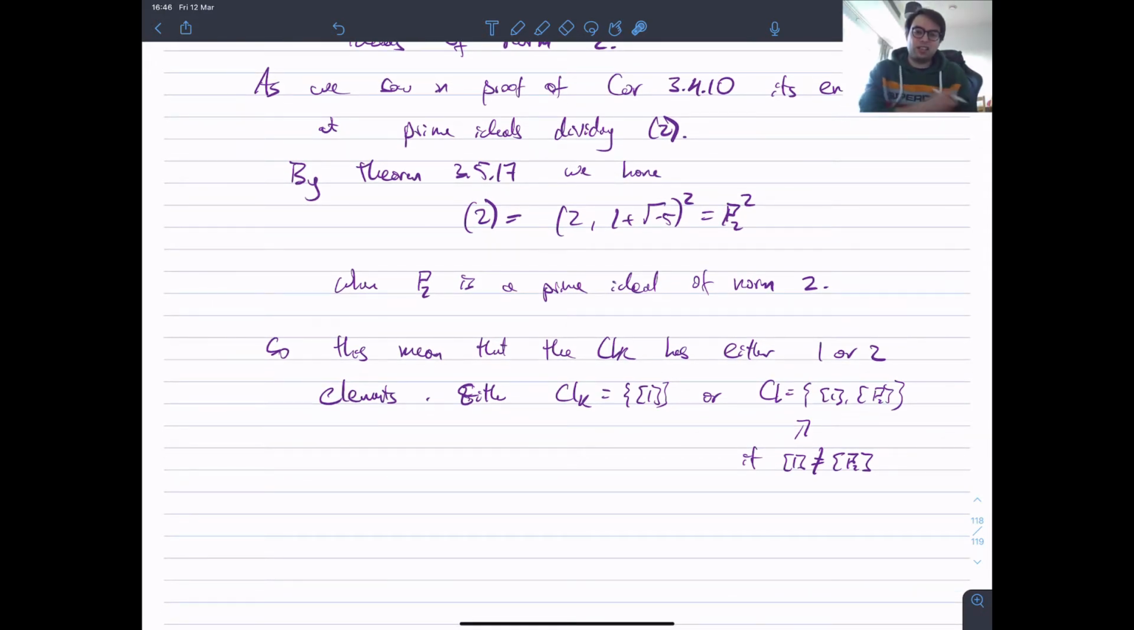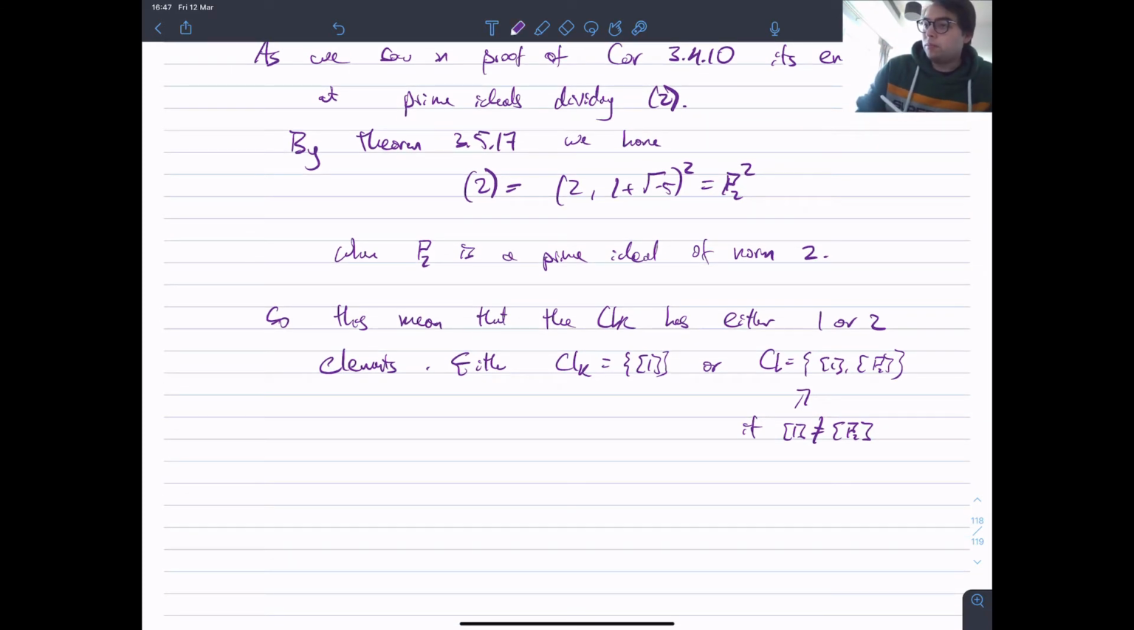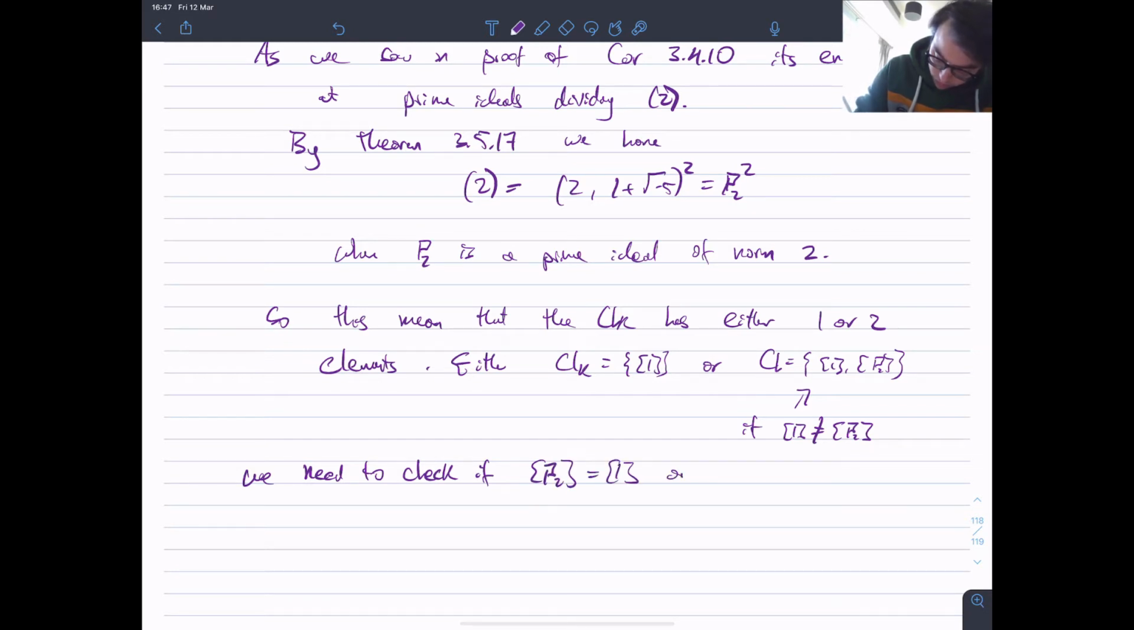So every class contains an ideal of norm 1 or 2. There are only 2 choices for this. So either a class is trivial, or it's this group of order 2. So we need to figure out if the class of this ideal P2 is trivial or not. So we need to check if this thing equals 1 or not.